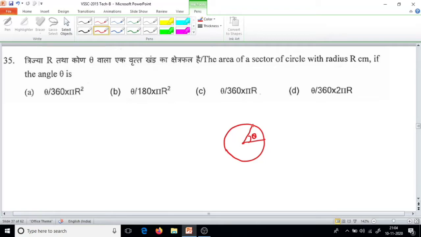Whenever you face such a question, sector of a circle, what is the area of the circle? Area of circle equals pi r square. This you have to multiply by theta, whatever the angle, divided by 360 degree. So this is the area of the sector. The answer is pi r square multiplied by theta by 360. Option A is the answer.